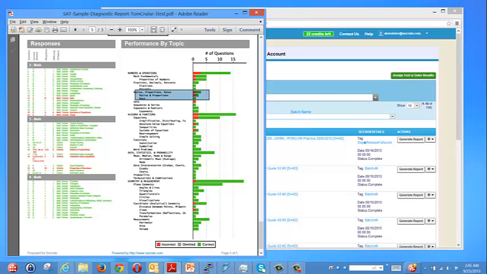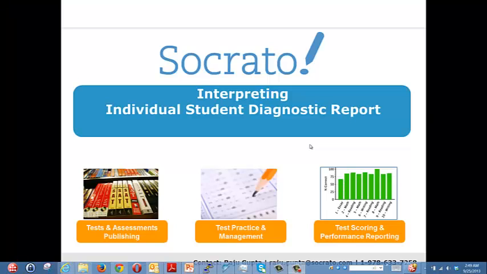Socrato diagnostic reports help you triangulate the reasons and create the most optimal study plan to get the best results for the study effort.